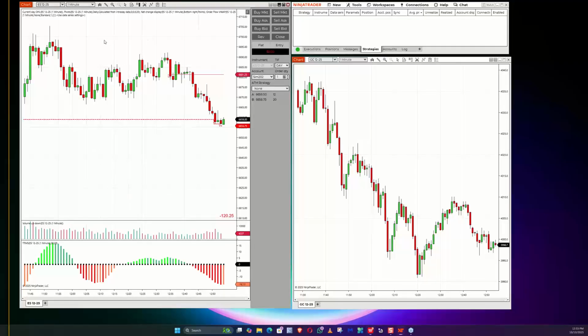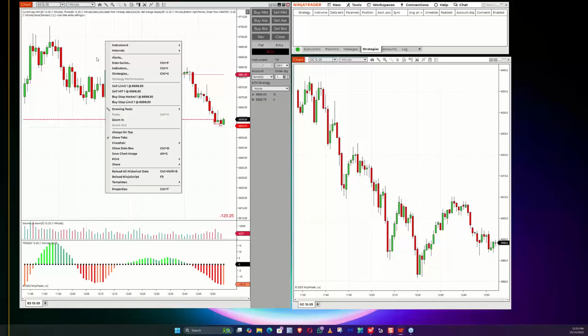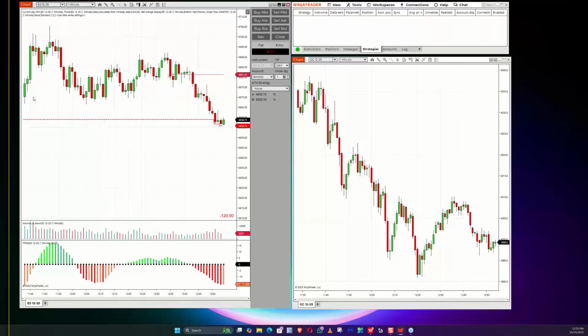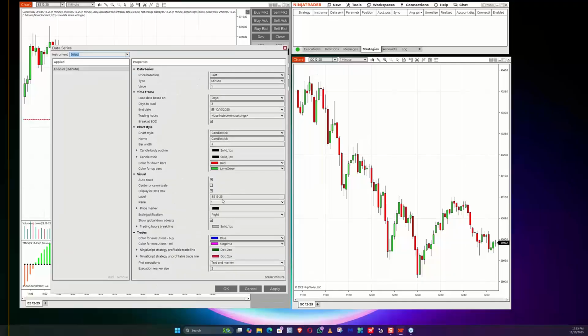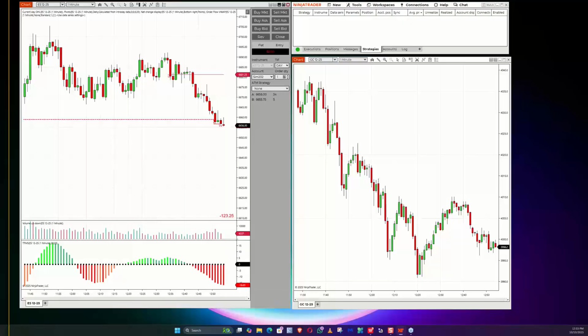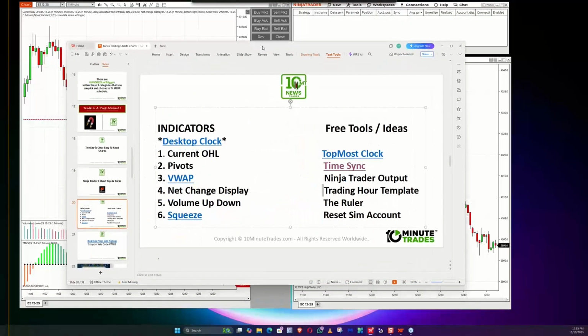Remember when we set up our chart, when you right click your chart and click on data series, it shows you exactly that screen. And it shows you trading hours. Here's where you get your template. Make sure it's on use instrument settings, nothing else at the moment. Apply it and okay it. And bingo, you've got your trading hour templates.